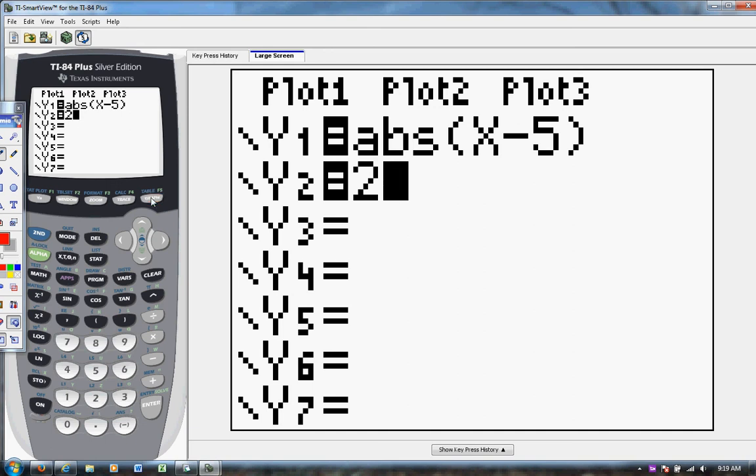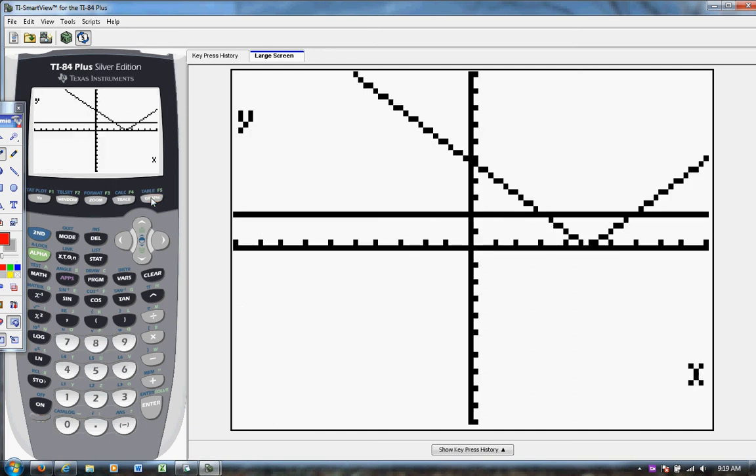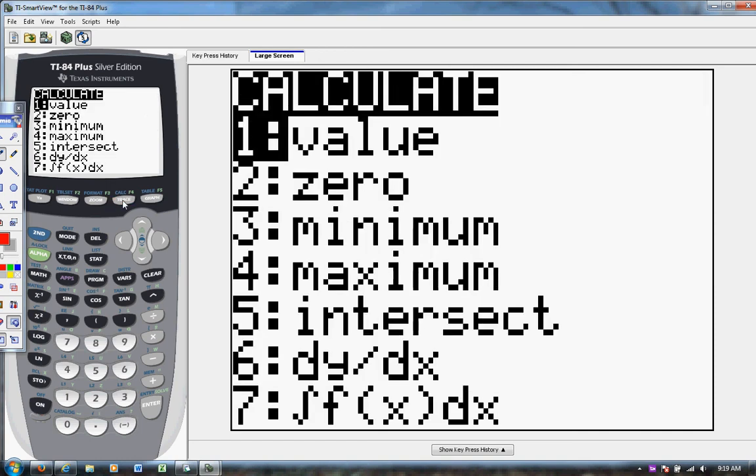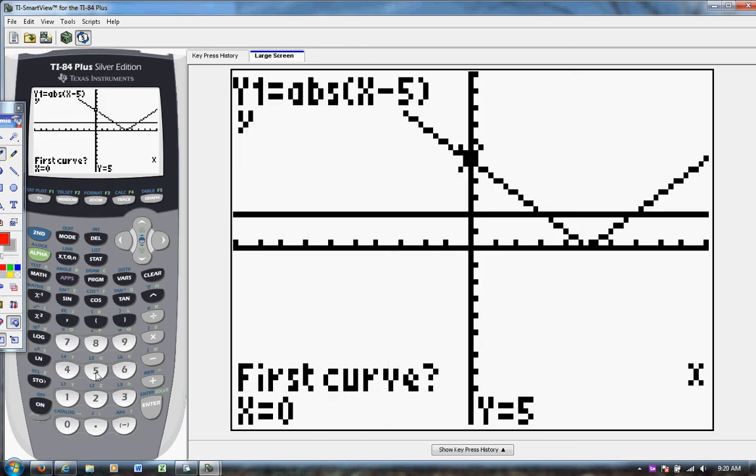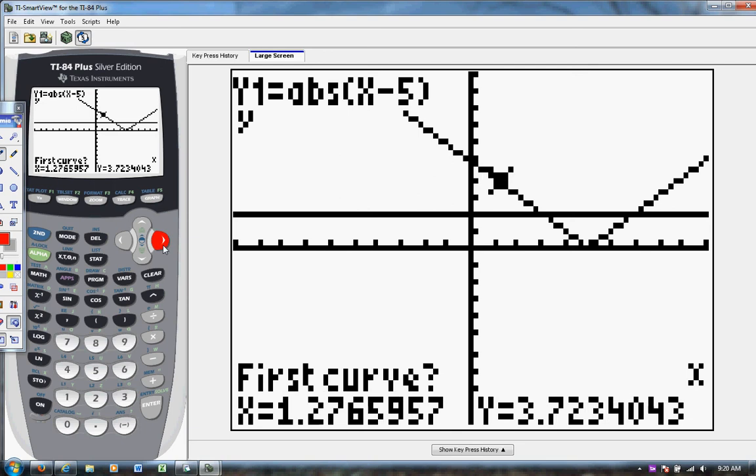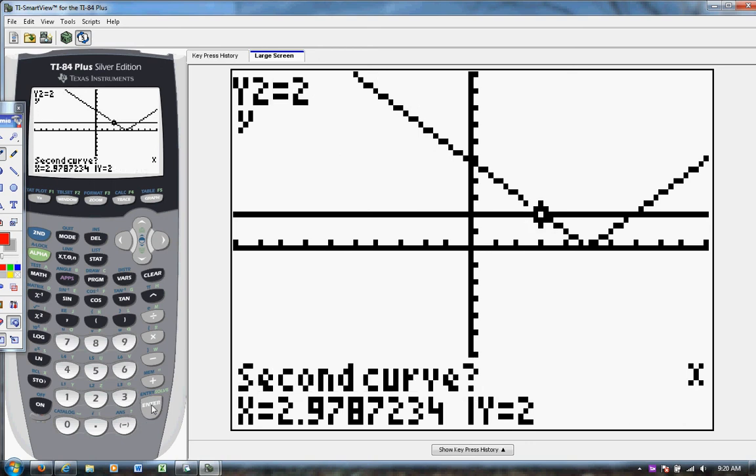So if I look at my graph now, I can see there's a little triangle there, right? So what we're going to do is calculate the intersection point. Now watch carefully. You press second, trace, and do you see number 5 for intersect? Press number 5. It asks you for the first curve. All you have to do is move your cursor down to the intersection that we're looking at. Hit Enter. Then it asks for the second curve, and you'll notice it goes to the y2 formula, and you just hit Enter again. It asks you if you want to guess, and we say yes.